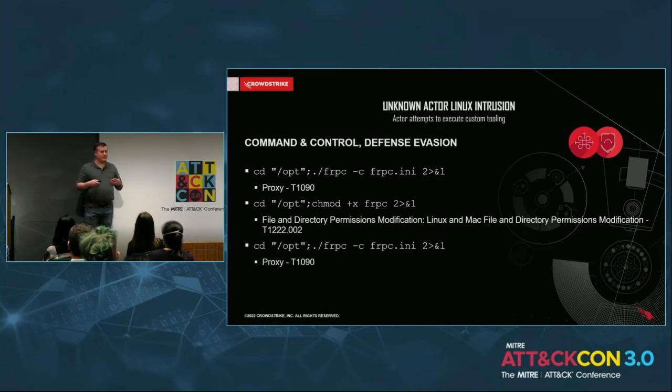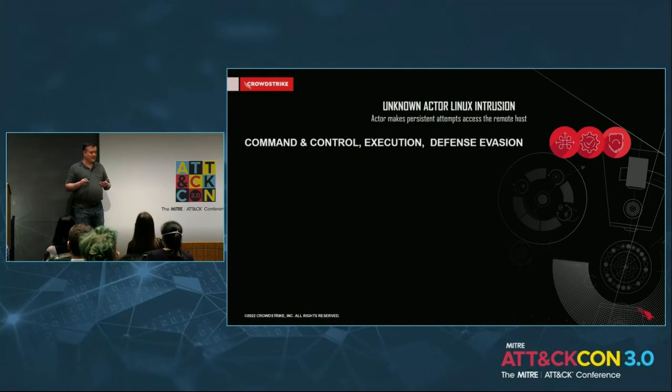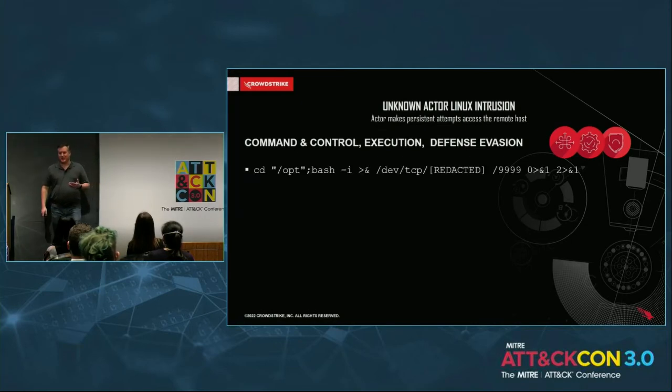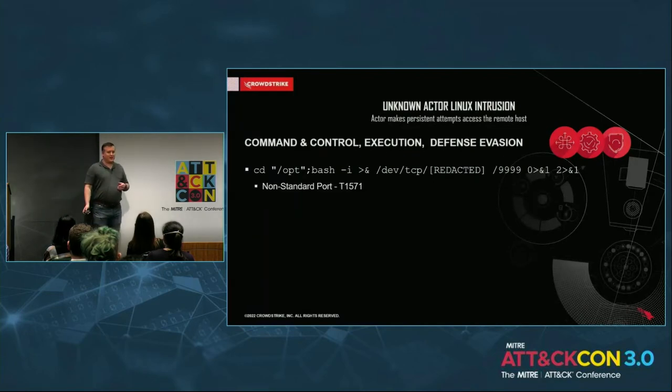And then they finally went, all right, this isn't working. Now what? Let's go back with something simple. We'll just use Bash. We'll use dev TCP. We'll connect out to this host on port 9999 and see what happens here. We've got a non-standard port being used.